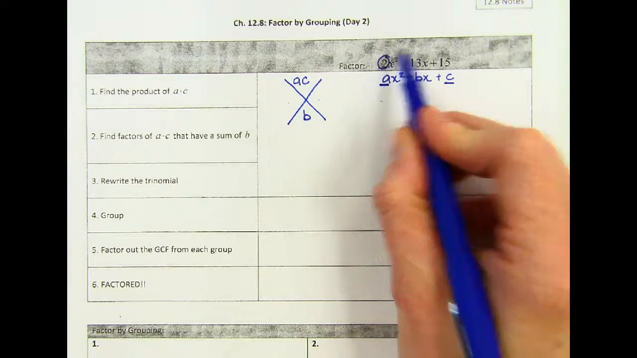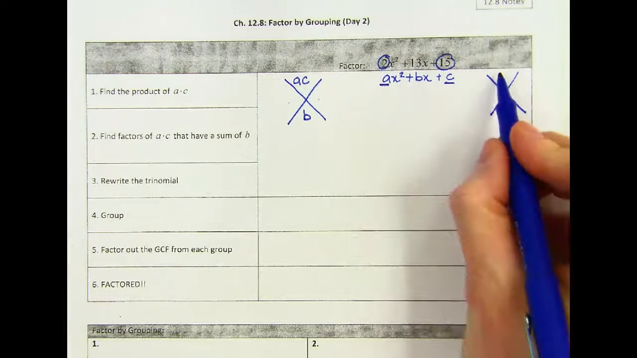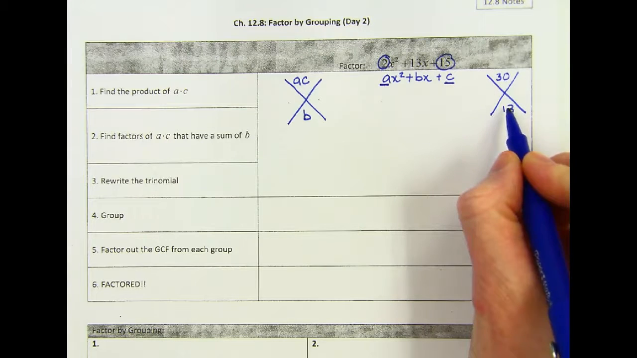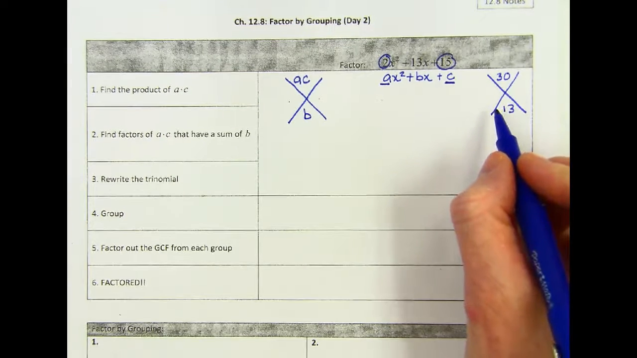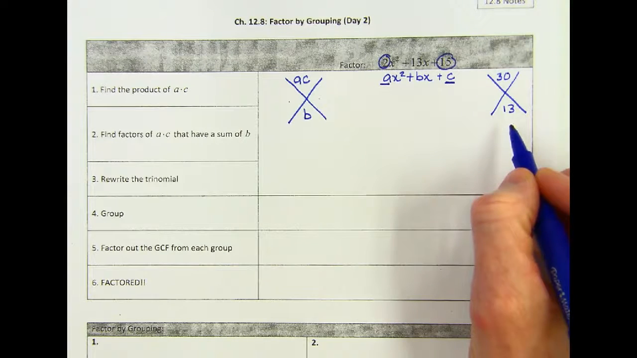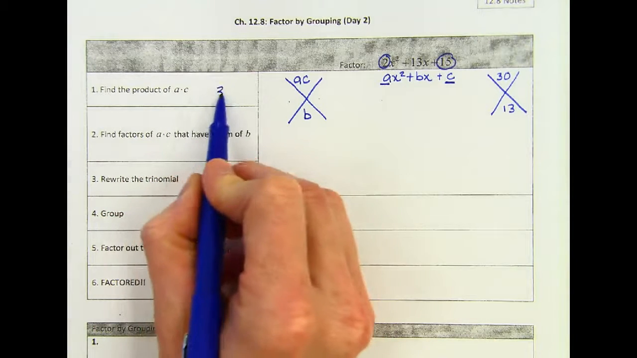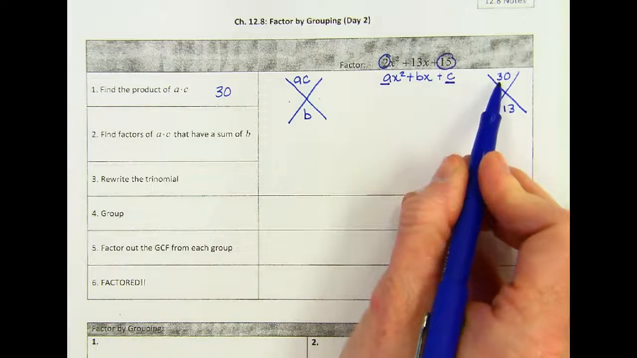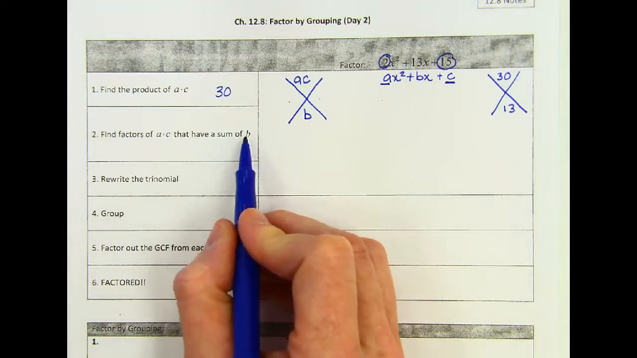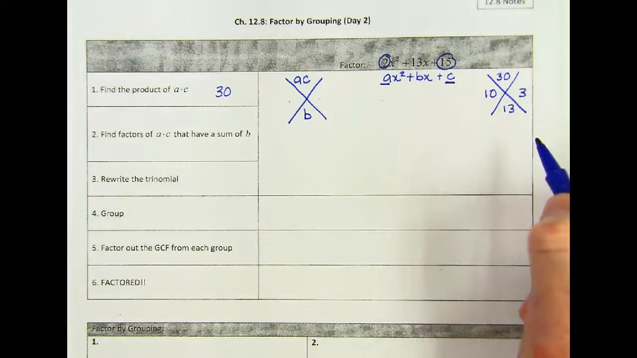So here we have a 2 and a 15. So we multiply 2 times 15 for a 30, and we have a 13 that we are trying to get in the middle. Now here's what's so great about grouping. You can put the numbers in any order and it will work. It will always work. So step 1, find the product of A and C. We did. It was 30. We put it in the top of the X. Step 2, find the factors of AC that have the sum of B. So I'm going to automatically think of 10 and 3.